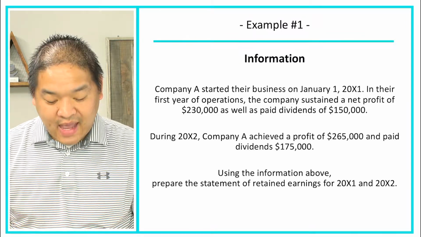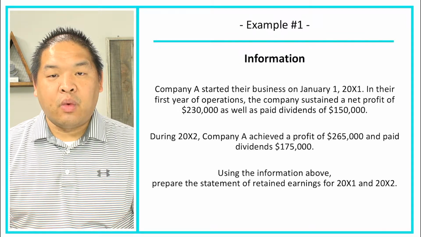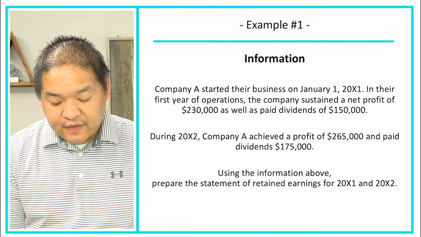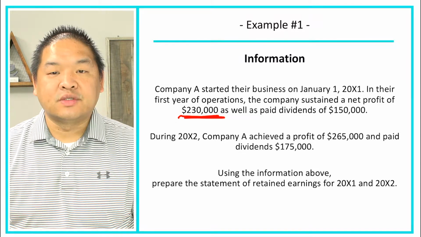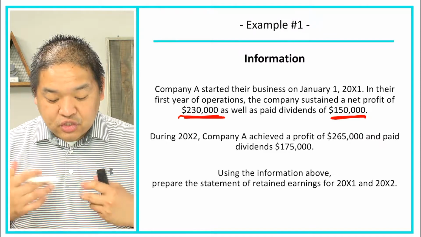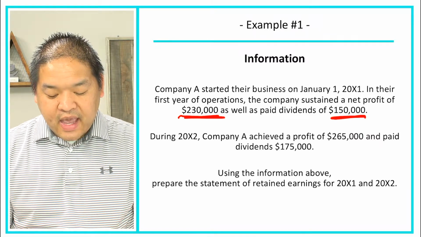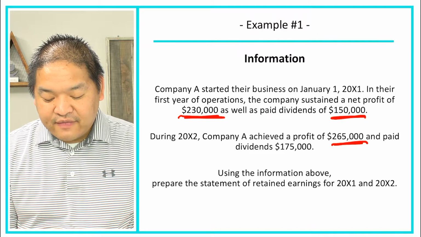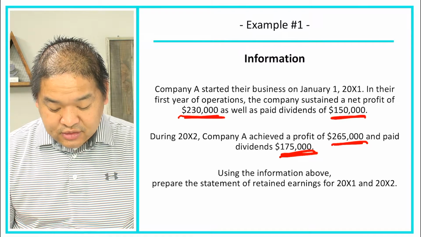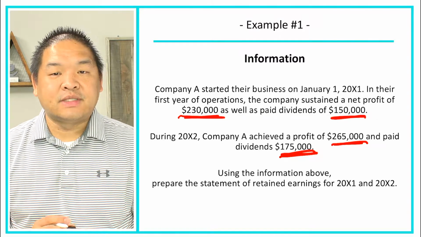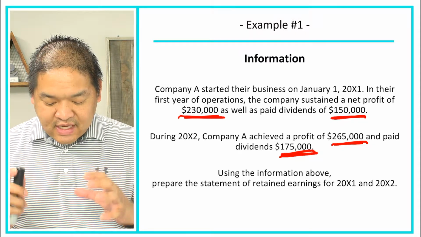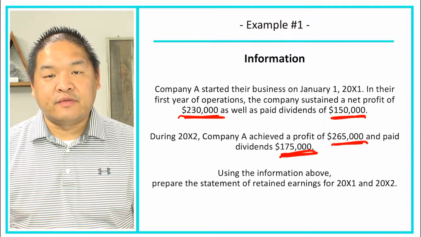Now, we'll start with company A here, who started their business on January 1, 20X1. In their first year of operation, the company sustained a net profit of $230,000. It also paid a dividend of $150,000. During year 2, company A achieved a profit of $265,000 and paid dividends of $175,000. Using the above information, prepare the statement of retained earnings for 20X1 and 20X2. So our job is to take this information here and prepare the statement of retained earnings.